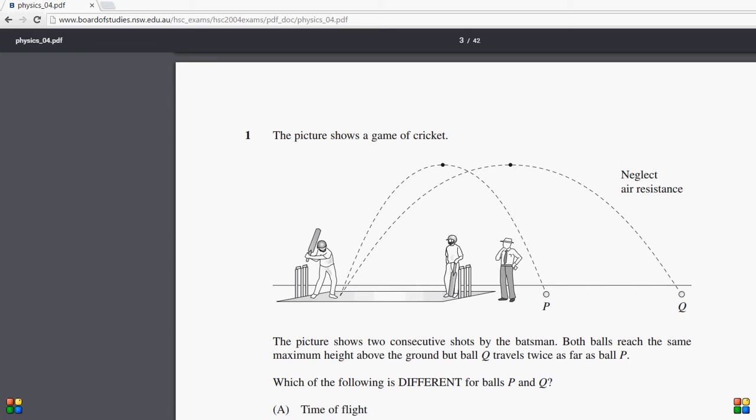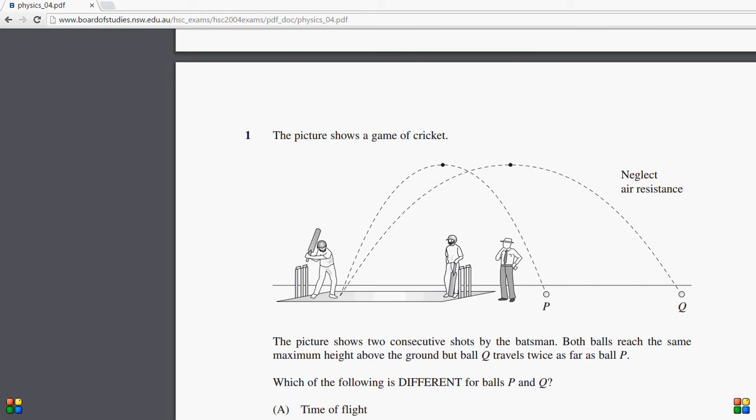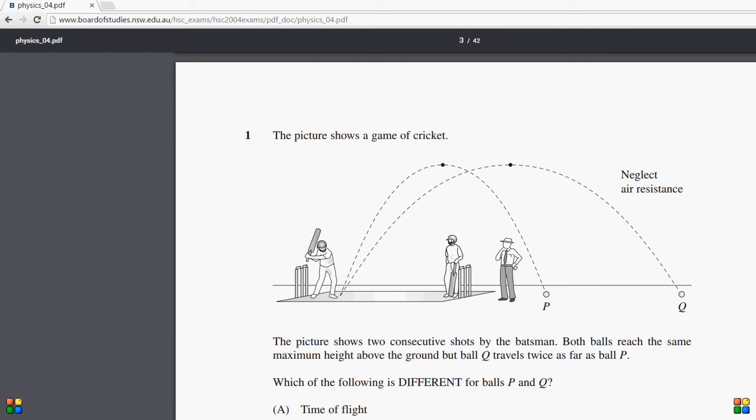Both balls reach the same maximum height, meaning that both balls must have the same y velocity. But ball Q travels twice as far as ball P. Which of the following is different for balls P and Q? So time of flight? Well, that's not right, because both balls have the same y velocity. They reach the same height. Initial velocity? Yeah, that's true, because Q travels twice as far in the x direction as P. So B is right, and C, gravitational force, gravitational acceleration, those should be constant.